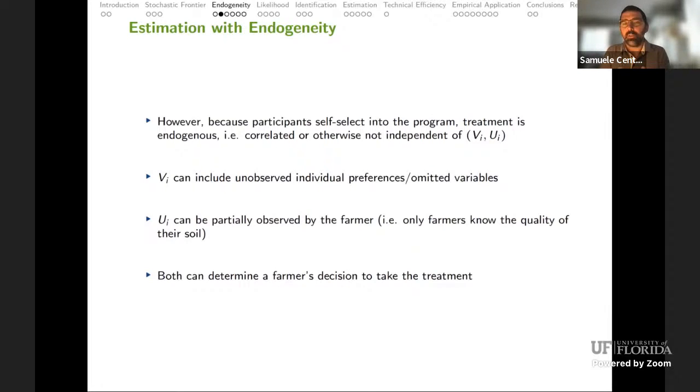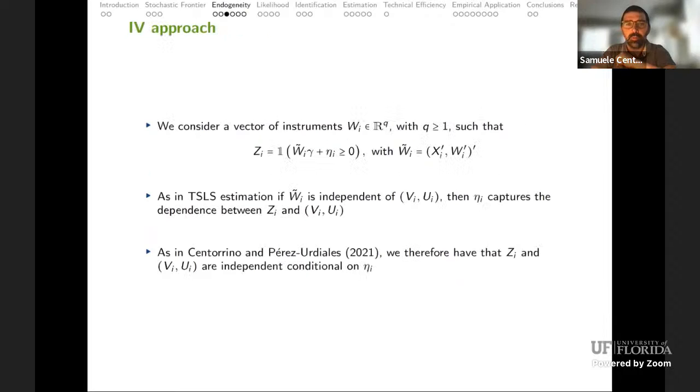You can think about this lack of independence as the fact that V often can include individual preference or omitted variables that are unobserved to the econometrician, and that can be correlated with the propensity to take the treatment. And then Ui represents other unobservables, like soil quality, for example. Soil quality is only known by the farmer, but not known by the econometrician, and therefore it might actually affect the probability of the farmer to take the treatment or not. Okay, so this is the idea behind the paper.